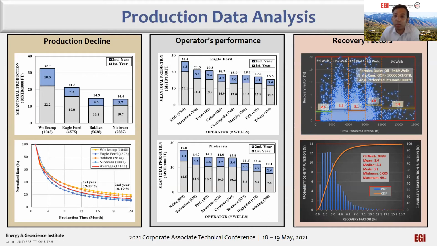We have also calculated recovery factor, assuming some basic parameters like initial gas oil ratio, initial formation volume factor, reservoir height, and initial oil saturation. We have analyzed around 10,000 oil wells from the Permian Basin. And you can see in the top figure that the recovery factor is only about 3 to 4% based on these 10,000 oil wells in the Permian Basin. It's very low.